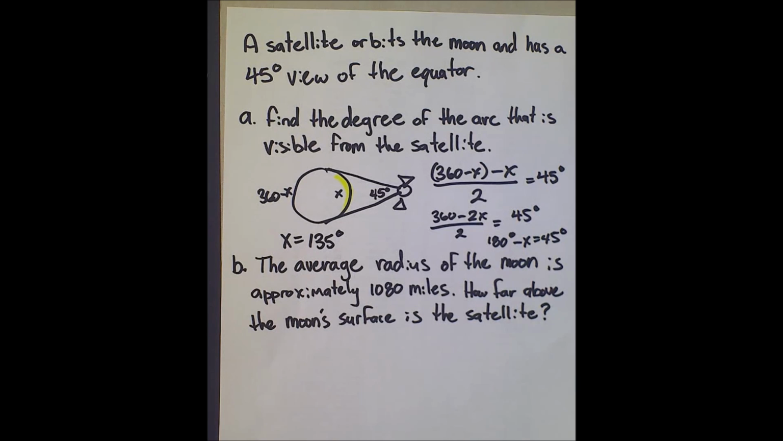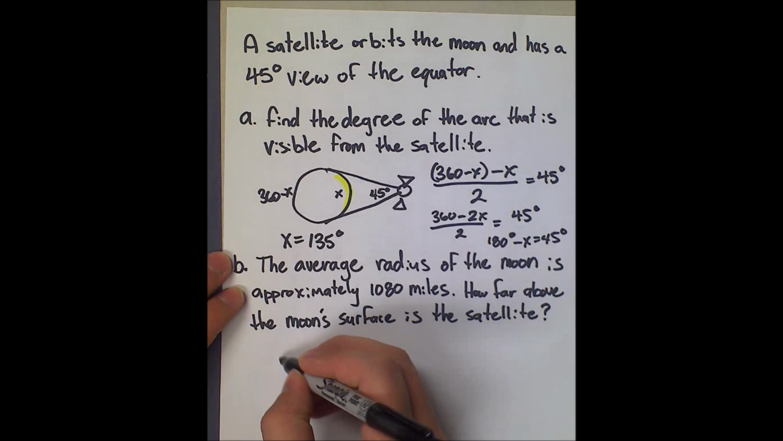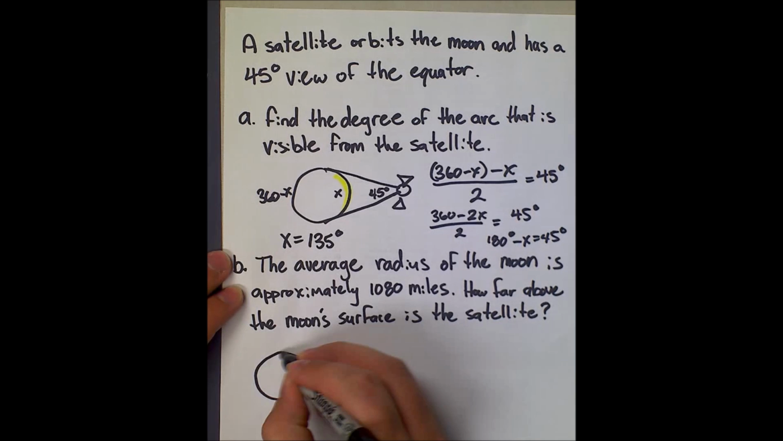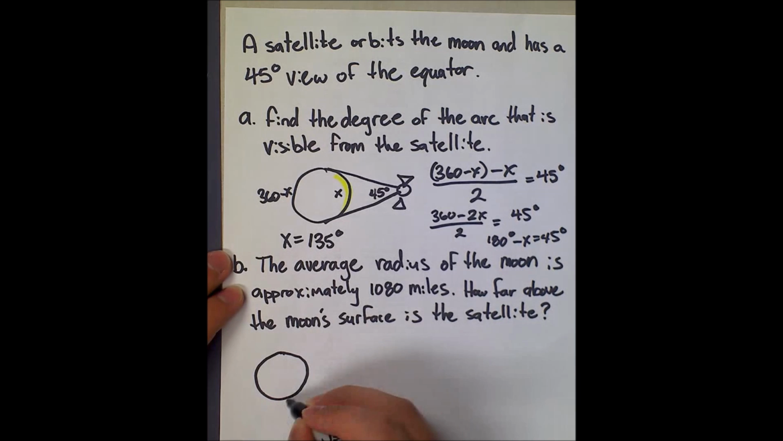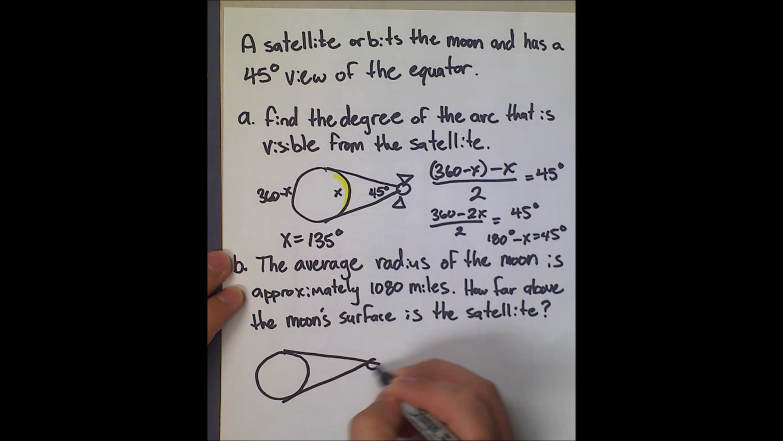Moving on to the next section, B. The average radius of the moon is approximately 1,080 miles. How far above the moon's surface is the satellite? Again, I'm going to draw my picture, the moon, and I'm going to put my tangent lines back in there. There's the satellite.